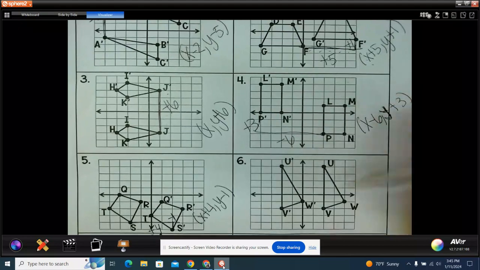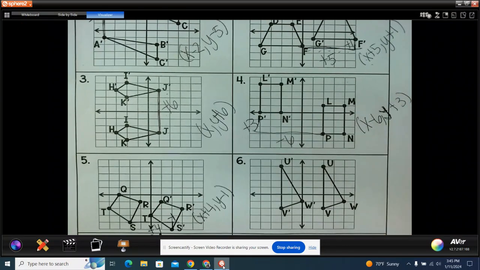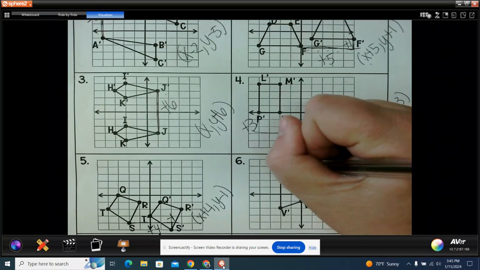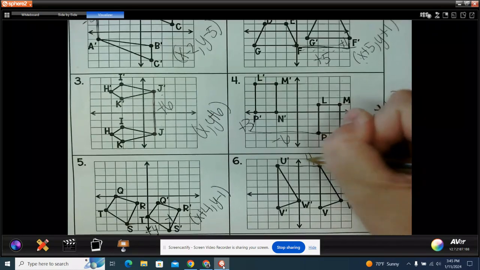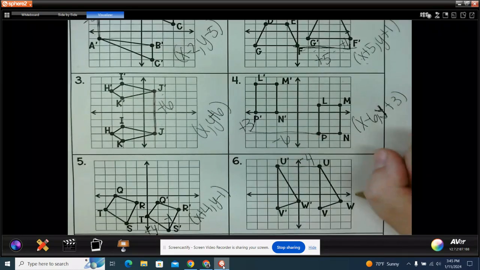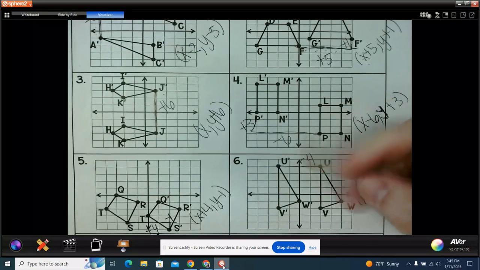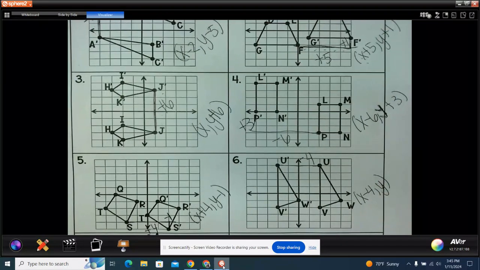And then our last one we're going to look at, I'm going to pick U. I just go straight over to U prime. That's over 4 spaces to the left. So I have x minus 4. And then since I didn't go up or down, we just place y.